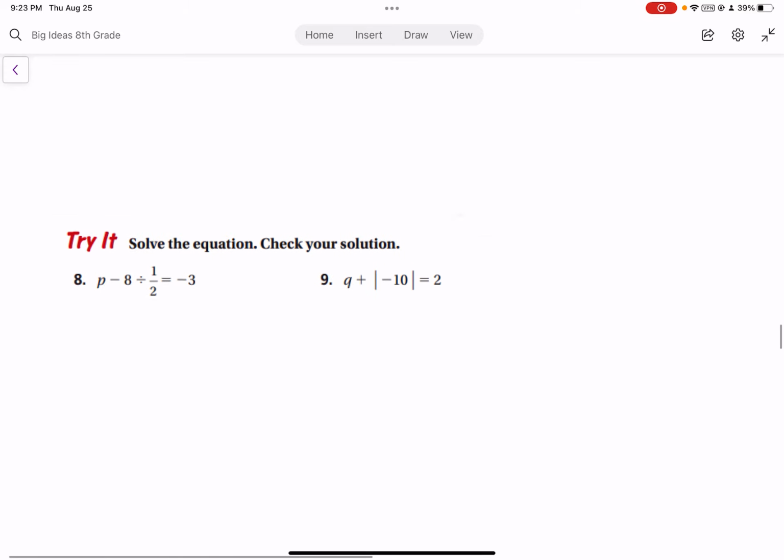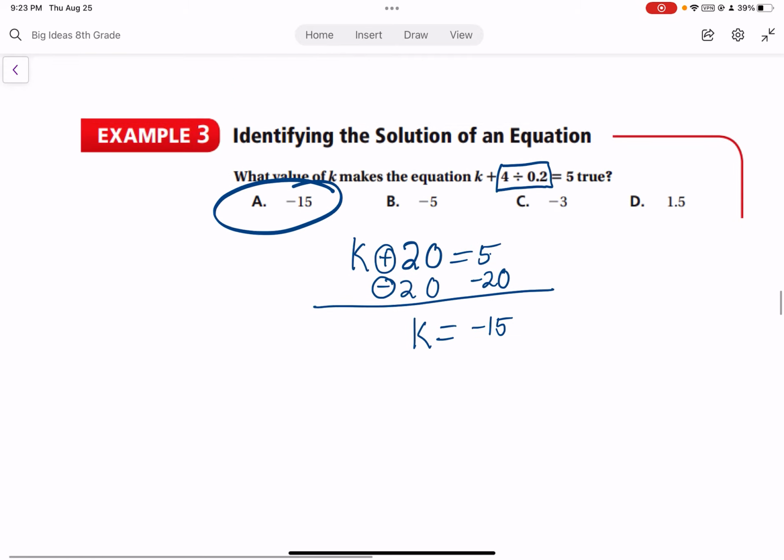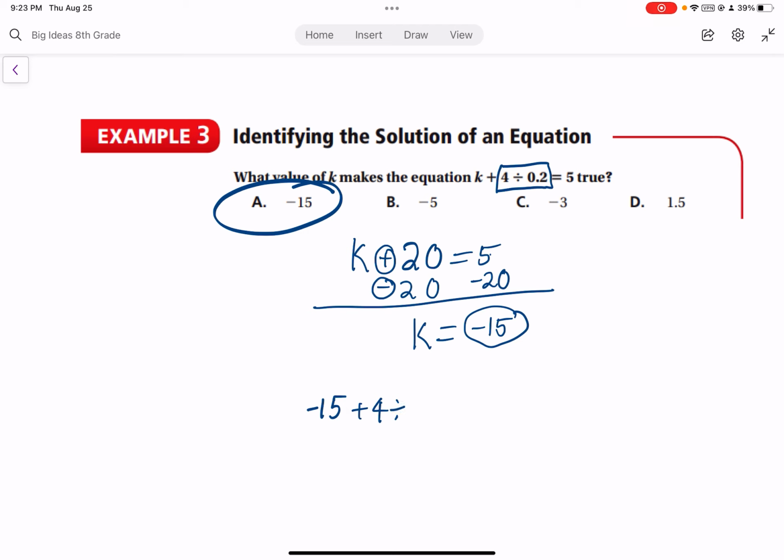Got a couple more for you to check. When you check your solution, what you end up doing is taking this negative 15 and plugging that back in for k. So I'm going to rewrite all of this with negative 15 substituted in for k. We do the same thing. We have to do this piece first because of our order of operations. So we have negative 15 plus 4 divided by 0.2, which gives us 20, equals 5.